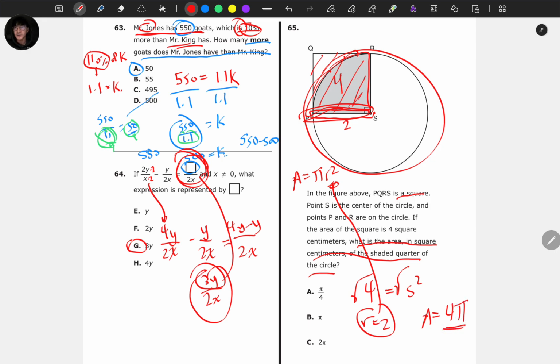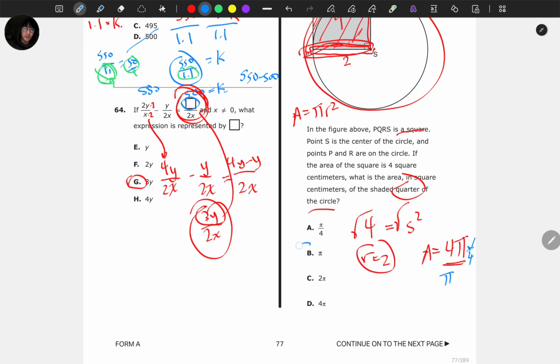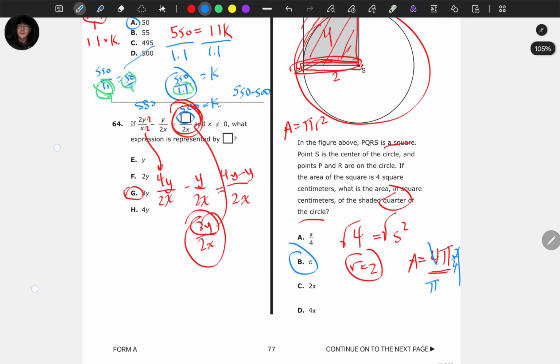Okay, but we don't want the whole circle. We want a fourth of that, right? Because it's a quarter, right? So that means we're taking a fourth of this, so we multiply this by 1/4. So that's 4 pi times 1/4, which is the same thing as saying pi. So that means that the answer choice is going to be B.